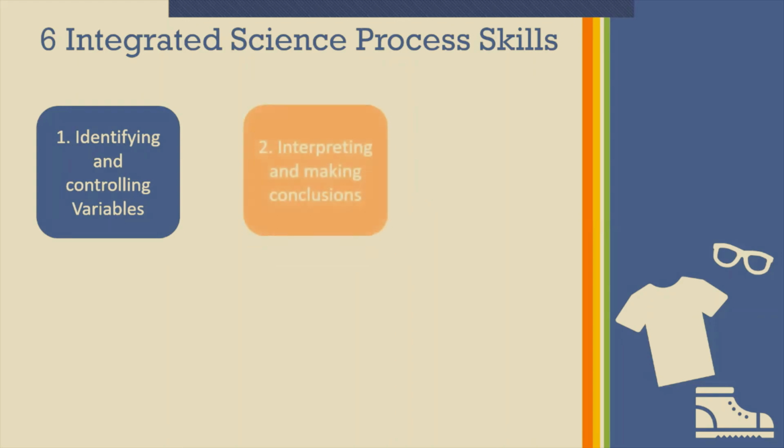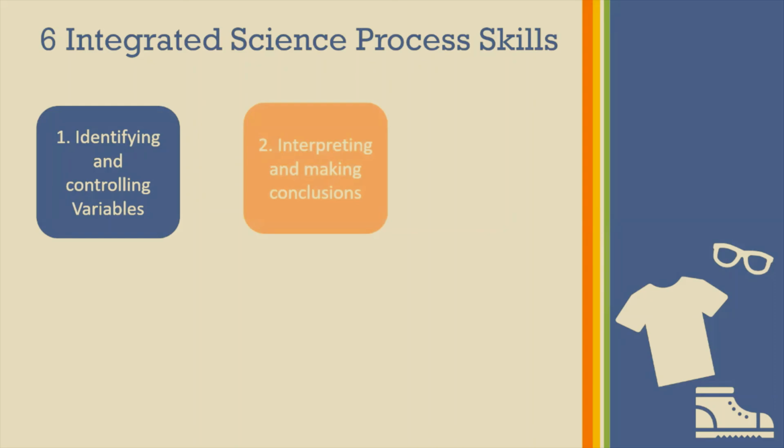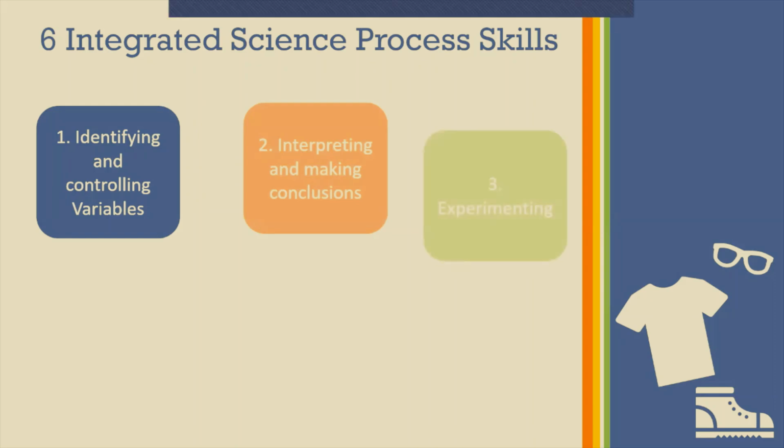Number 2, interpreting and making conclusions. We interpret and make conclusions of our experiments. Number 3, experimenting. That is, we go into experimentation of the particular problem we want to solve.